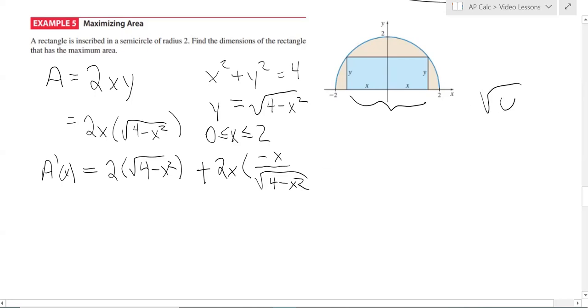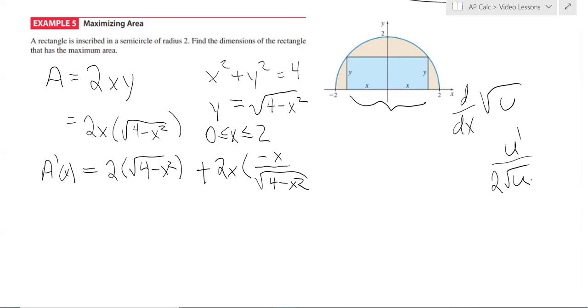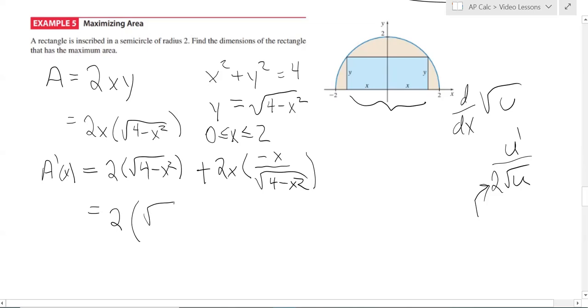Remember, if you have square root of a function, the derivative with respect to x is the derivative of the inside over twice the original square root. So I just call that the square root trick. Since the inside here is 4 minus x squared, the derivative of that would be negative 2x, but the 2 in the denominator here is going to cancel. So this is what we have. Now, if we clean this up a little bit, we could factor out a 2, and you'd have square root 4 minus x squared minus x squared over square root 4 minus x squared.